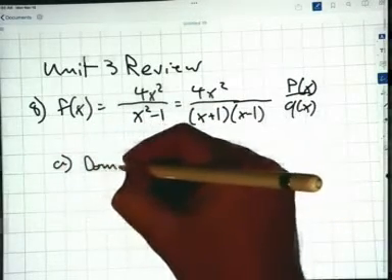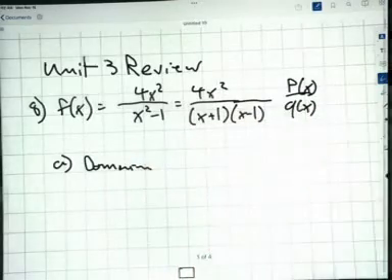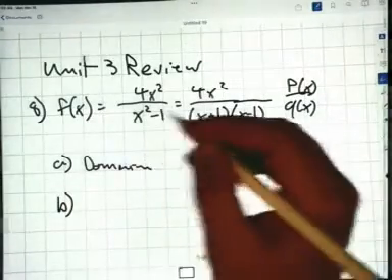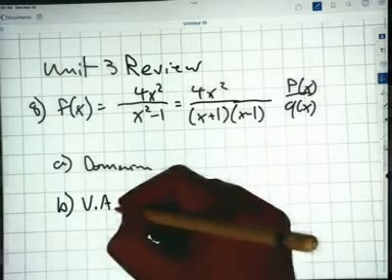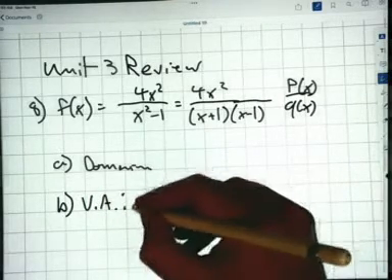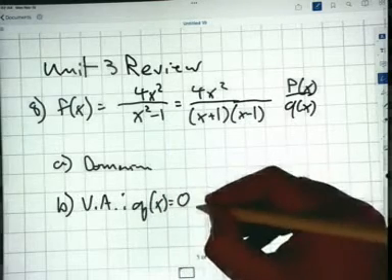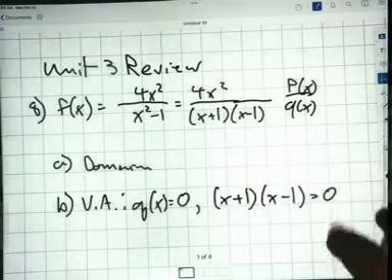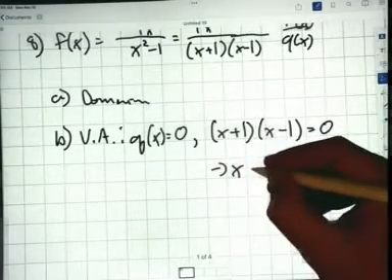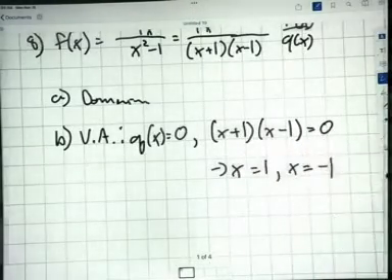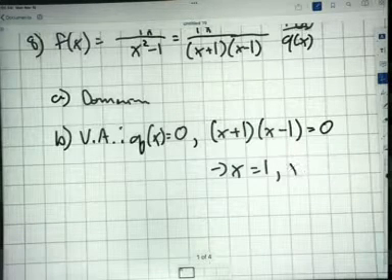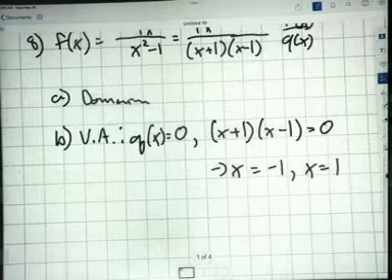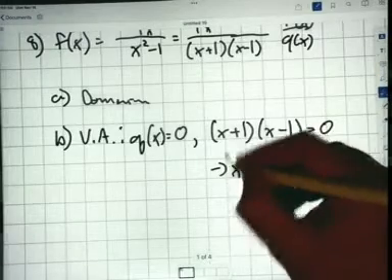Let's deal with domain. And before I deal with domain, actually, let's come back here to b, because that will make more sense if we deal with b. The vertical asymptotes, to find those, you're going to set q of x equal to 0. So if you have x plus 1 times x minus 1 set equal to 0, that would then mean that x is equal to 1 and x is equal to negative 1. Maybe I should do it in the order that it appears. X equals negative 1 and x is equal to 1. You set each of those equal to 0. So here are your vertical asymptotes.